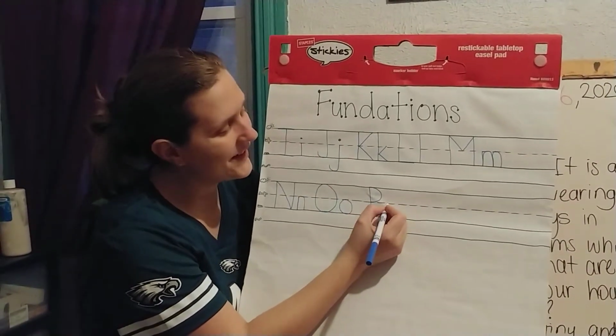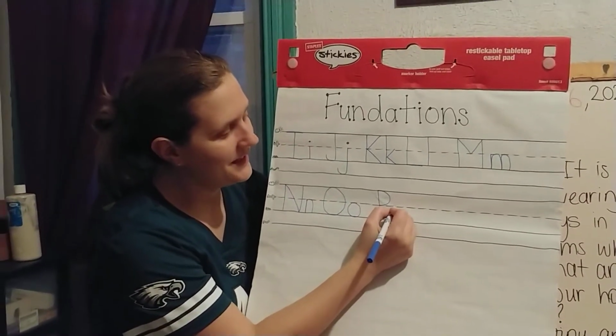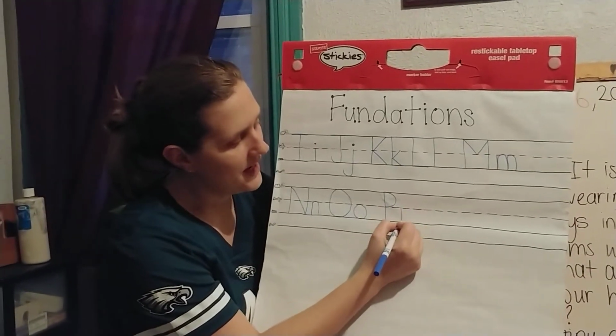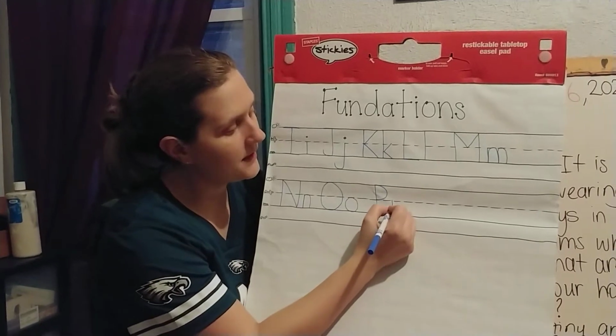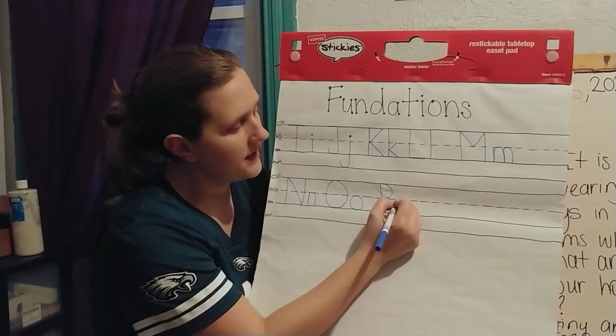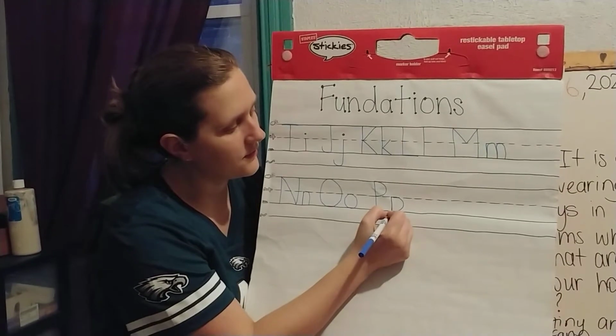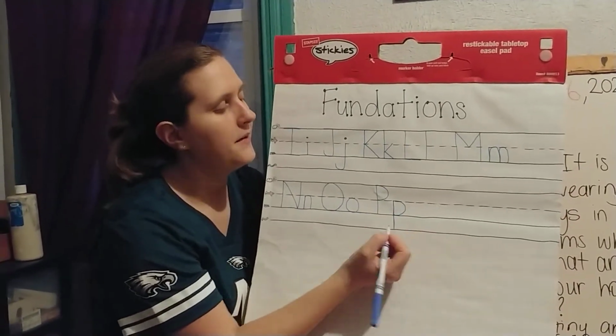All right, let's do lowercase p. Point to the plane line. Go down to the worm line. Trace back up to the plane line. And go around to the grass line. P, pan, P.